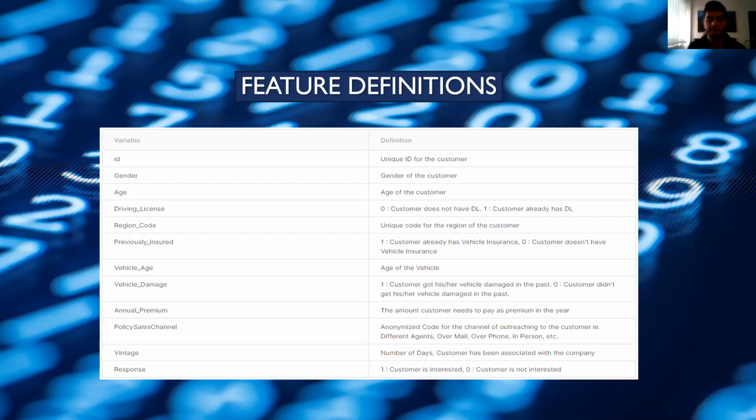The annual premium is the amount of money the customer needs to pay for 1 year of premium. The policy sales channel is where the customer heard about us. It's an anonymized code, so we don't actually know what the code refers to. The vintage means the number of days the customer has been associated with the company. The response, as our target value, means whether the customer is interested or not.